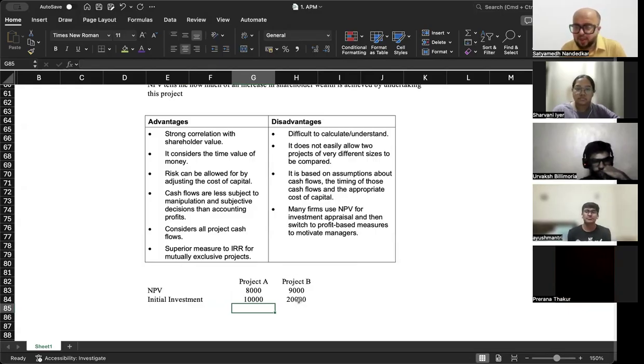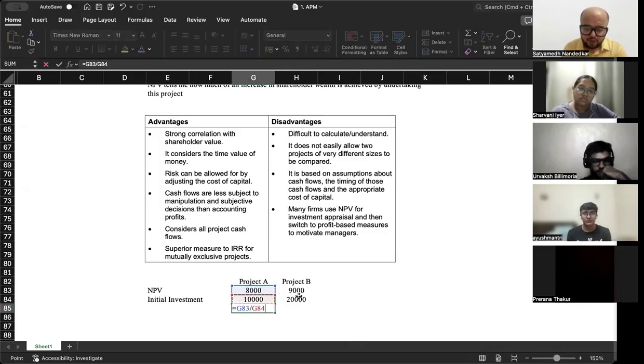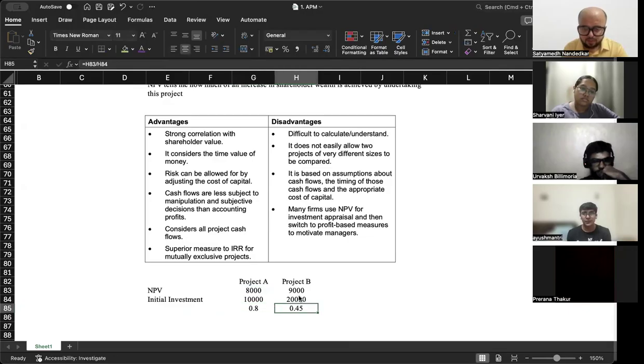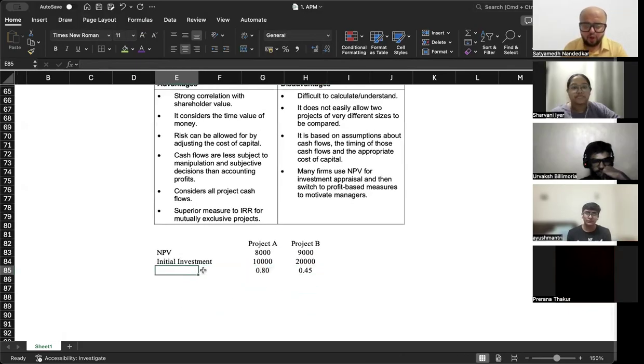Project B has a larger capital outlay as compared to project A. So I cannot simply look at NPV to decide which project is a better decision for me. I will have to compare that with reference to the initial investment made in the project. So I do NPV upon initial investment. Now, what does this tell me? We call this profitability index, by the way.